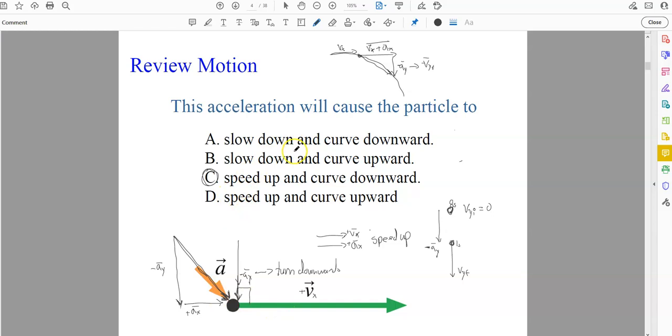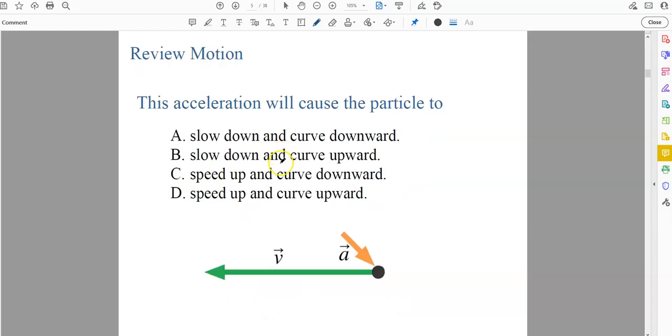Okay. I'd like you to try this one out on your own. So pause the video, and I want you to do what we just did before. Split up the acceleration vector into its components of x and y direction, and see how that will work in speeding this up or slowing it down. So please pause the video now.